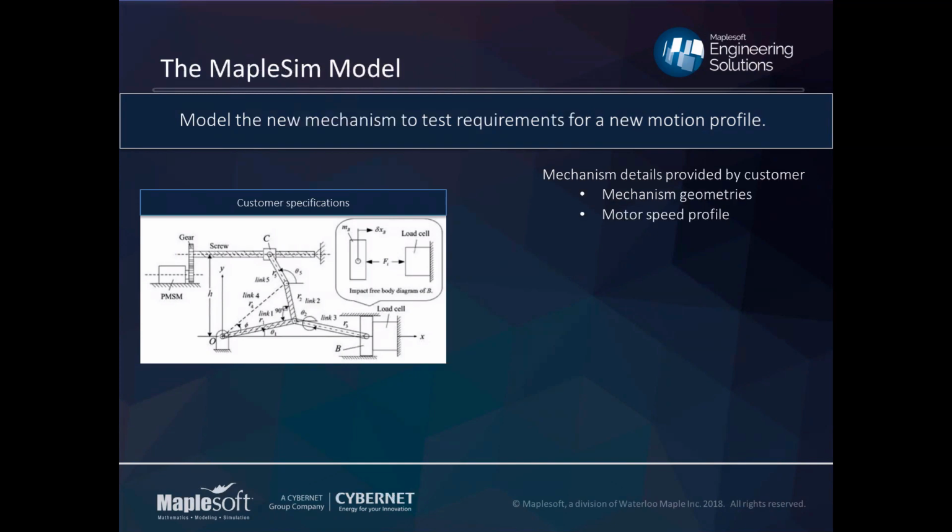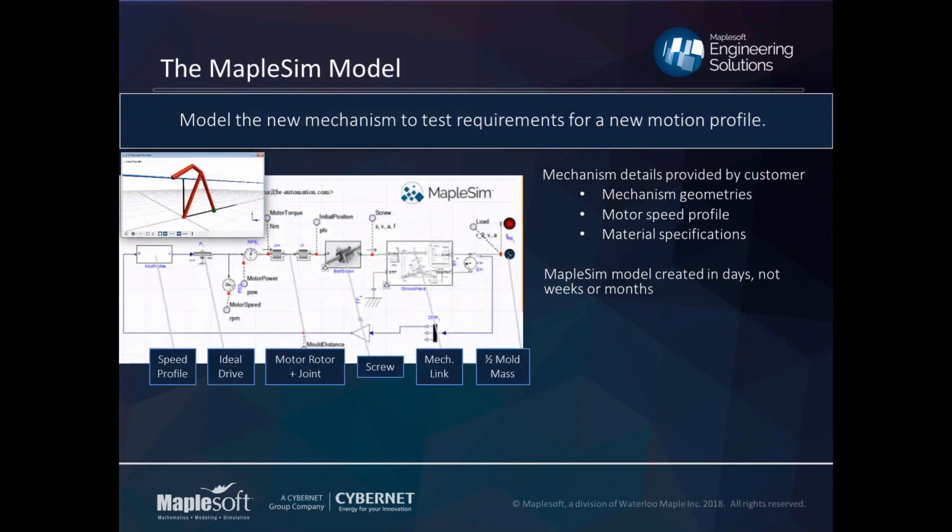And those are things like a motor speed profile, all the little bits and pieces to help us create this MapleSim model for them. So you can see what the model looks like here. You can see all the different parts of that. And MapleSim does these 3D visualizations so you can get a quick check that the mechanism itself is modeling what you intend. So this was created quickly for them.